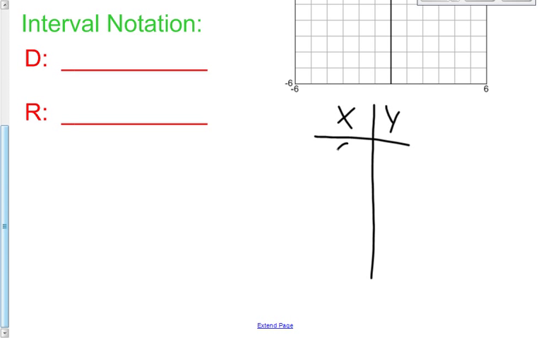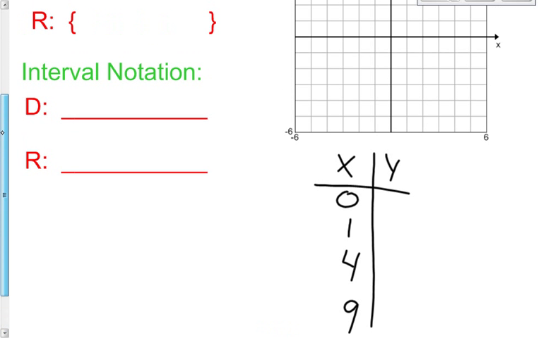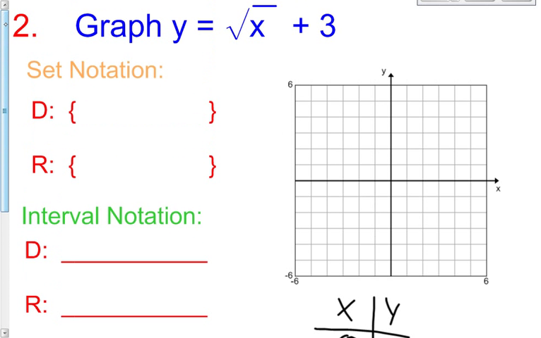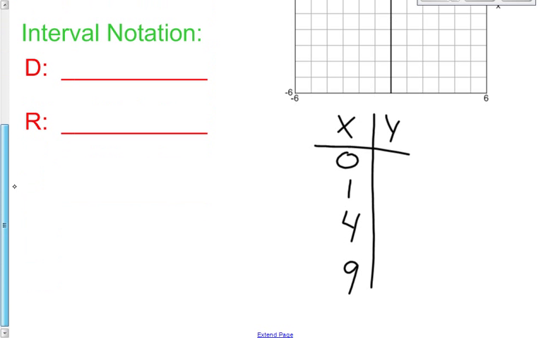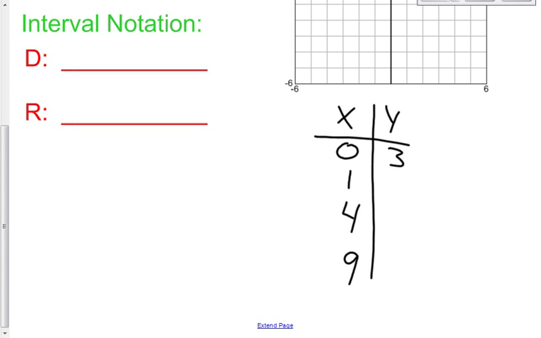So let's put in 0, 1, 4, and 9, because we know those are good values to use when we have the square root function. So if it's the square root of 0, which is 0, so y equals 0 plus 3. So what does y equal when we put 0 in for x? 0 plus 3 is 3. So y would then equal 3.